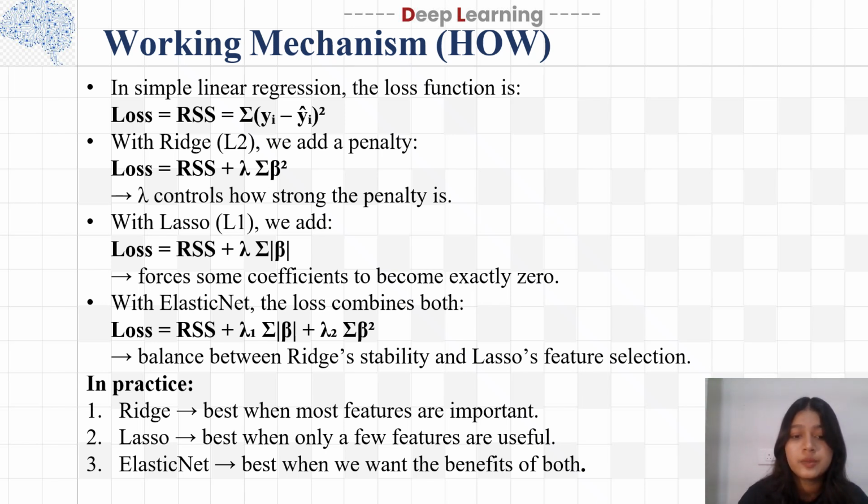In practice, how do we choose the mechanism? In Ridge, use it when you believe most features are relevant. Lasso is used when you suspect only a few features are important and want a simpler model. ElasticNet is used when your features are correlated and you want the stability of Ridge with the feature selection of Lasso.